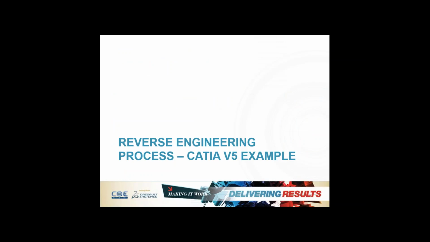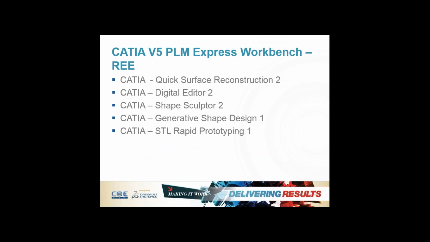So now let's get into CATIA v5. Let's get into reverse engineering specifically in CATIA v5. In the case of CATIA v5, to import the .stl file, you will need an add-on package for PLM Express that is called REE. REE includes the following workbenches.